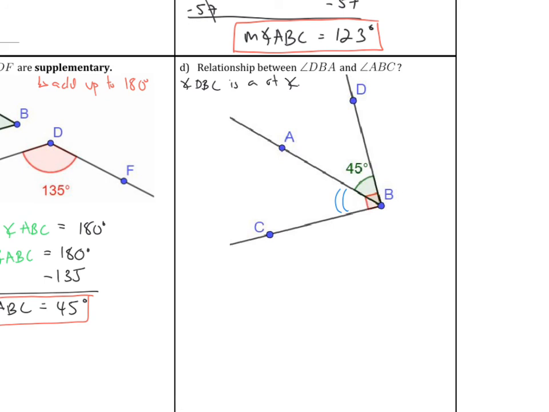And when we have two angles that add up together to equal 90 degrees, these angles then are called complementary. In other words, angle DBA and angle ABC are complementary.